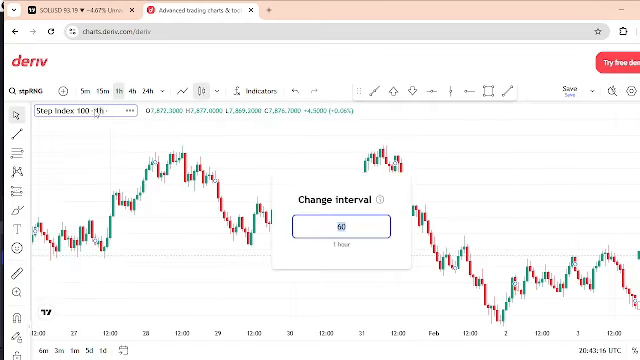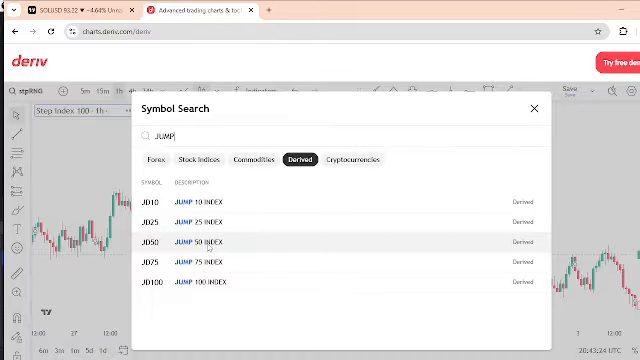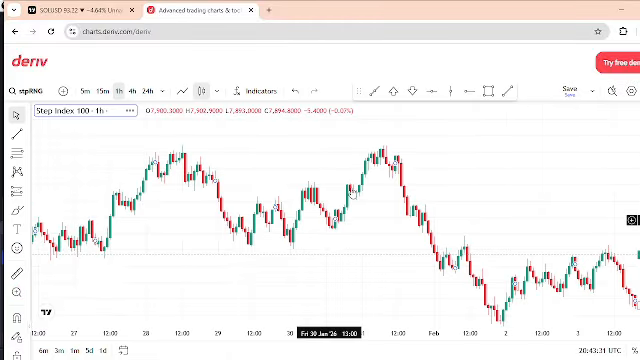Then we have Jump. We also have a lot of them like that: Jump 10, Jump 25, Jump 50, Jump 75, Jump 100. All of them like that. There are so many, and the market runs 24 hours a day. It runs on Sunday, Monday, Friday, Saturday, every day of the week. And it's very, very interesting, honestly.